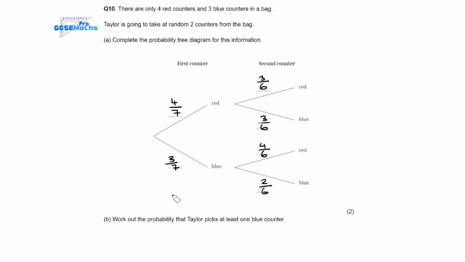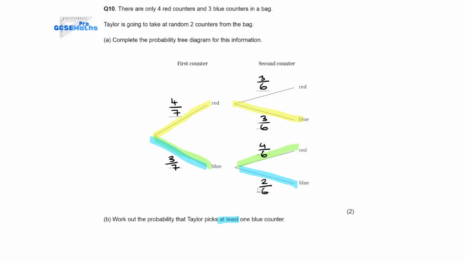Normally what I would do is I'd highlight the options that satisfy the question. So at least 1 blue counter. We could have red first and then blue second. We could have blue first and then red second. But the other one to consider, because it says at least 1 blue counter, that means I could also have two blue counters, couldn't I? Blue and blue. So the reason why I say there's 2 ways to do this, do you see how I've highlighted 3 out of the 4 options on my tree?